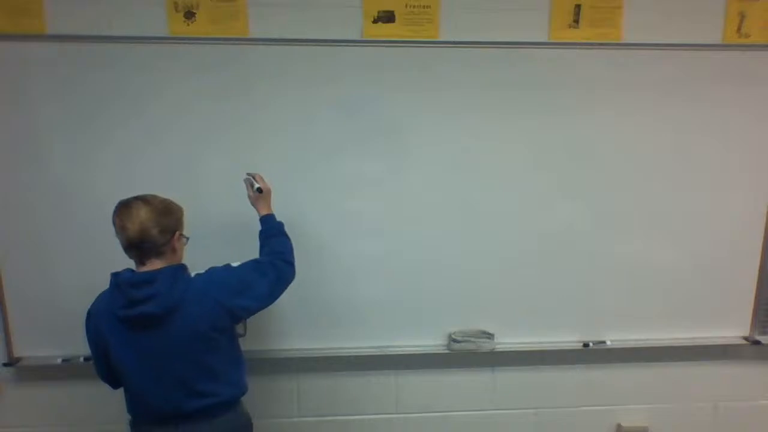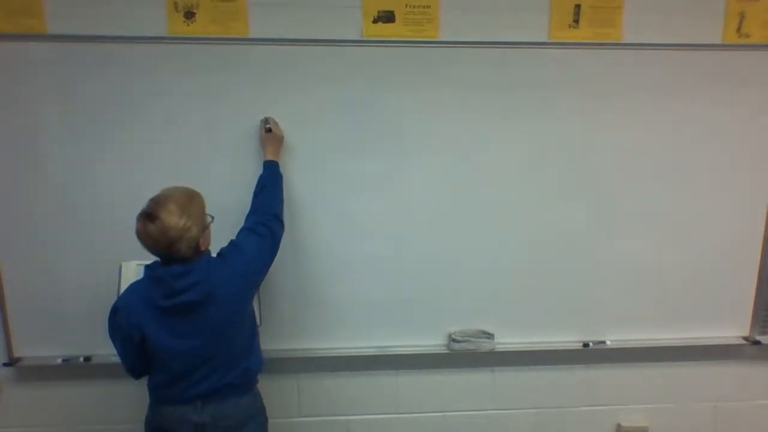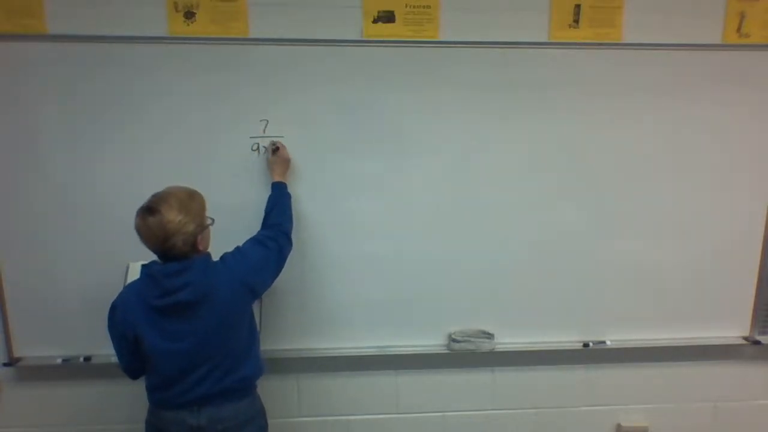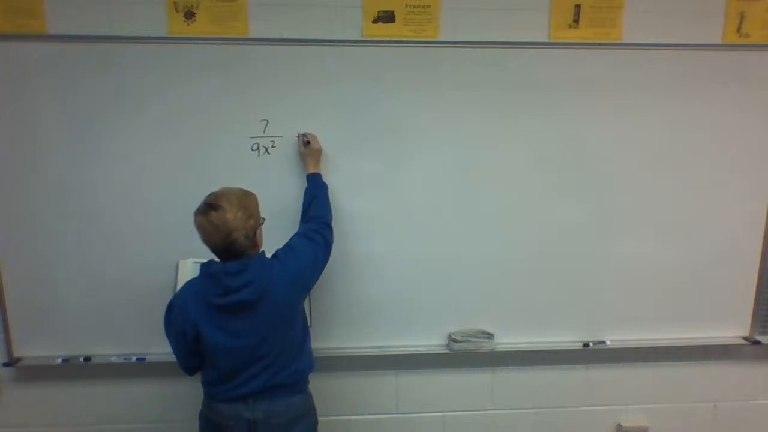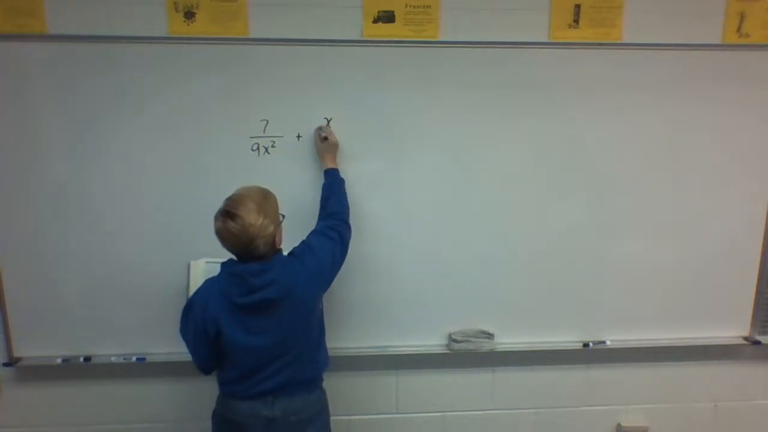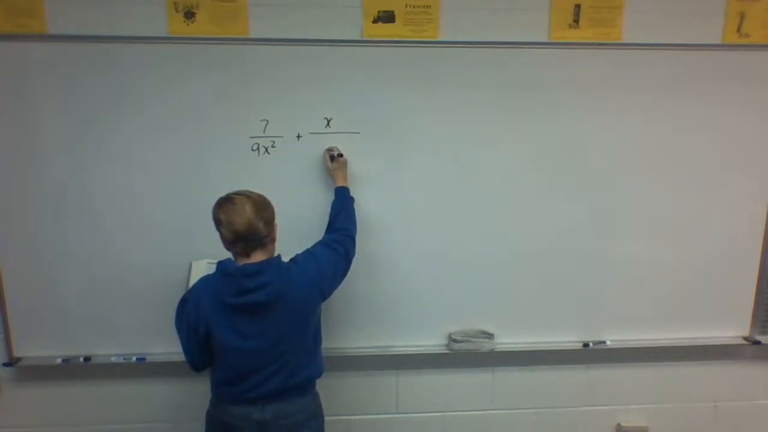Okay? So we've got 7 over 9x squared here, plus x over 3x squared plus 3x.